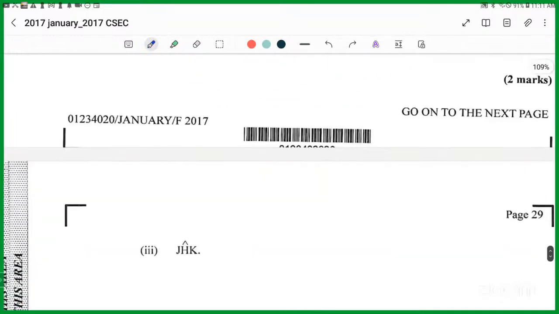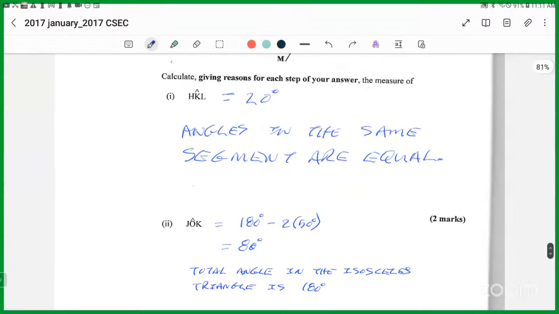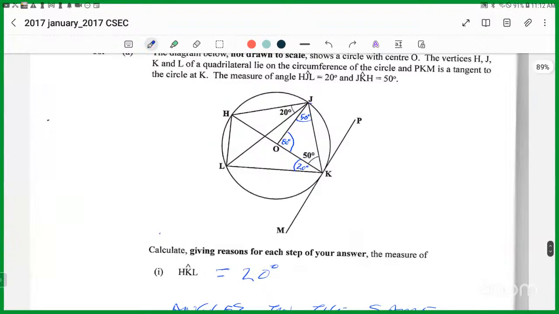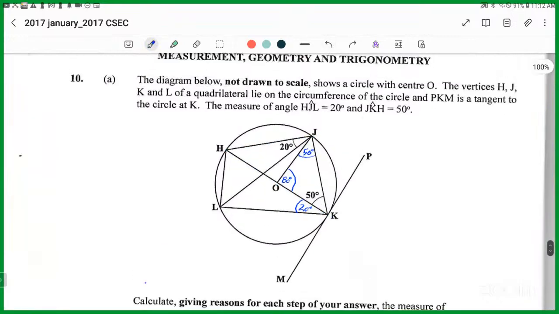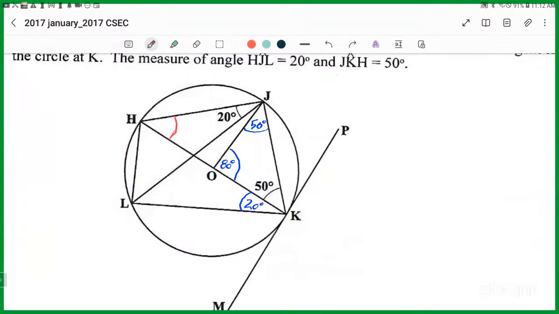Next part says angle JHK. So JHK, I have it already. That's this angle right here. Let's look at it. We're trying to find this angle up here, this one. That angle is going to be 40. That's how we know it's 40. You can say, okay, this angle is going to be 40.